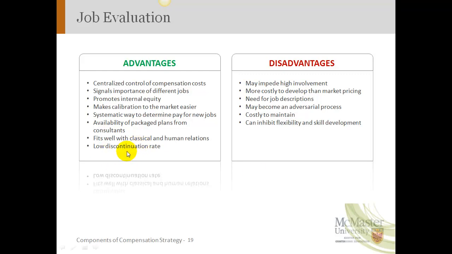Low discontinuation rate means that most companies, they have job evaluation systems and they keep them. They may refresh them every once in a while, but job evaluation is always seen as something that organizations, once they begin them, they keep them, especially if they're bound to do due diligence under pay equity legislation. They need to have a job evaluation system.